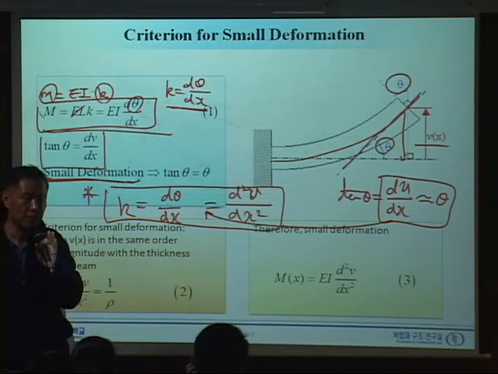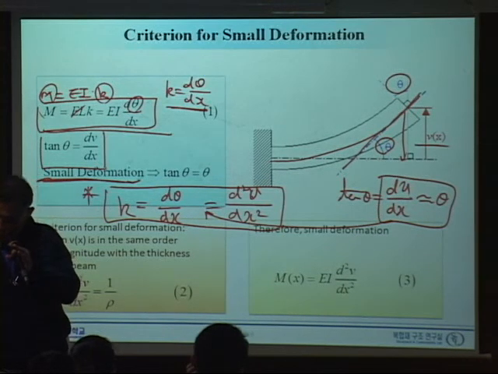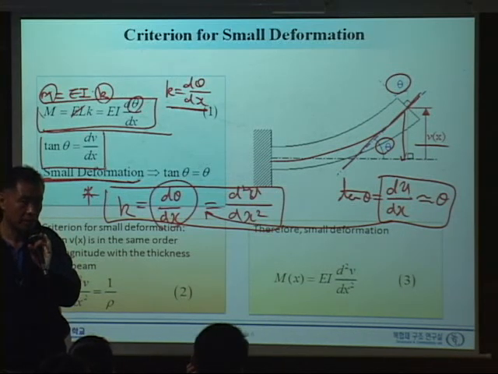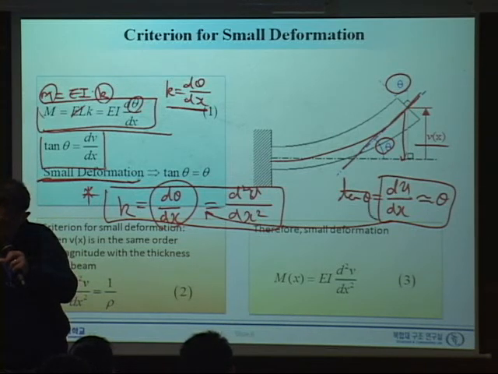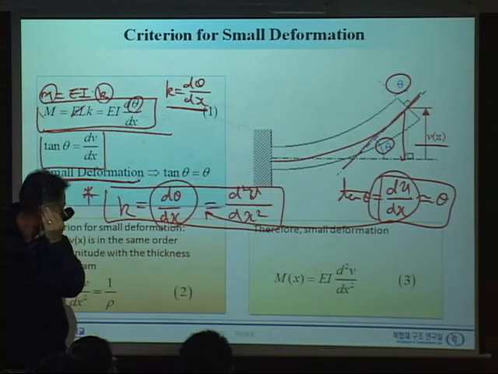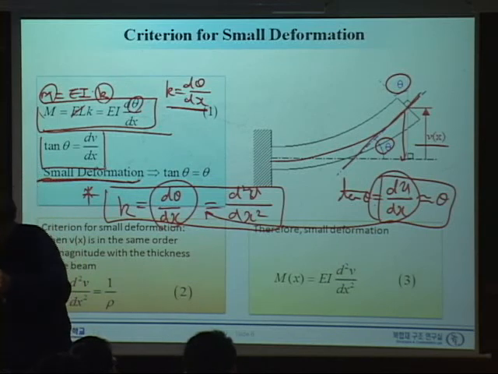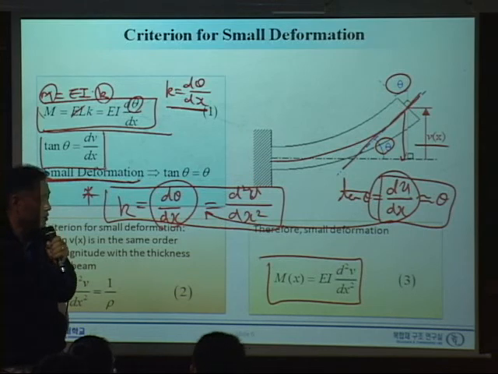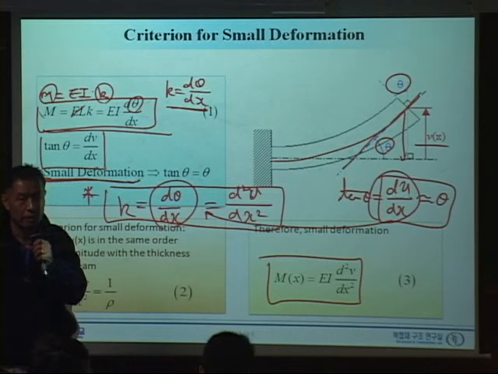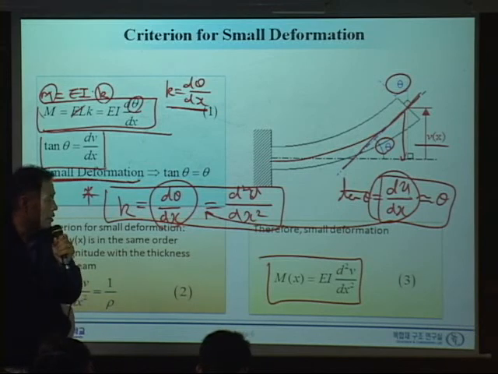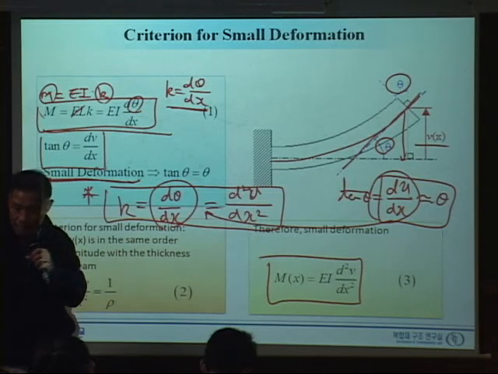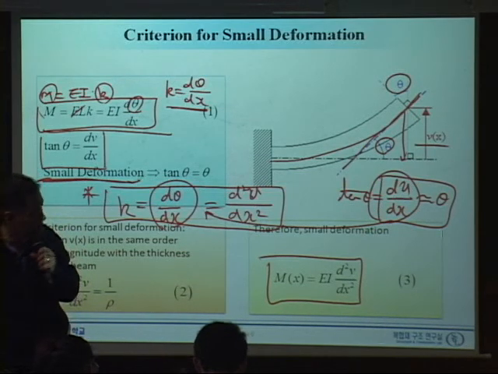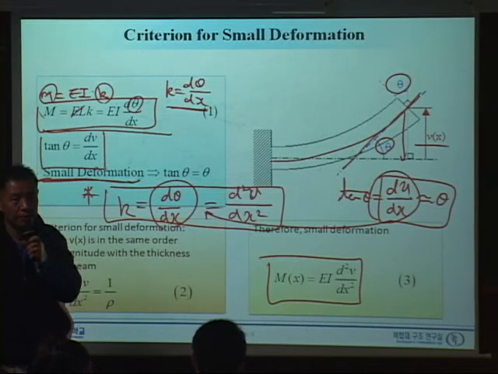Curvature is given as d theta/dx, and then this theta is the derivative of deflection. So this is the relation. For small deformation, we have the moment M(x) equals EI times the second derivative of v with respect to x. Okay? This is the moment curvature relation.